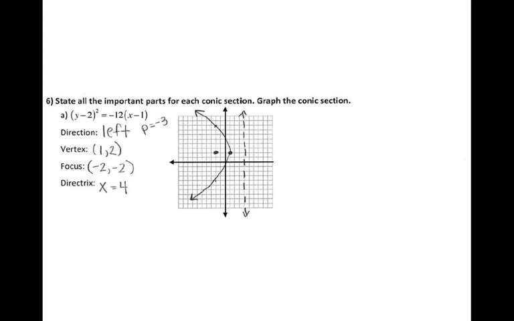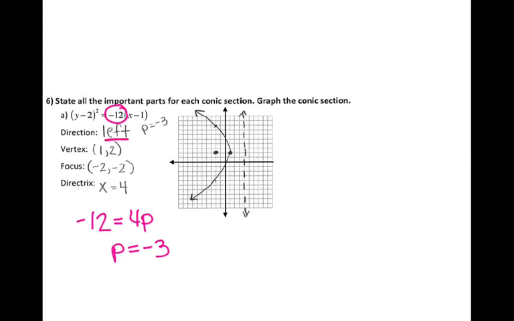Alright, for the graph. If I look at this, my y is being squared, so that means my parabola is going to open to the left or to the right. I need to start by finding P. So I'm going to take the number that's in front of my parentheses, so negative 12, and that is equal to 4P. So P is negative 3. And since P is negative, that means the parabola is opening to the left.